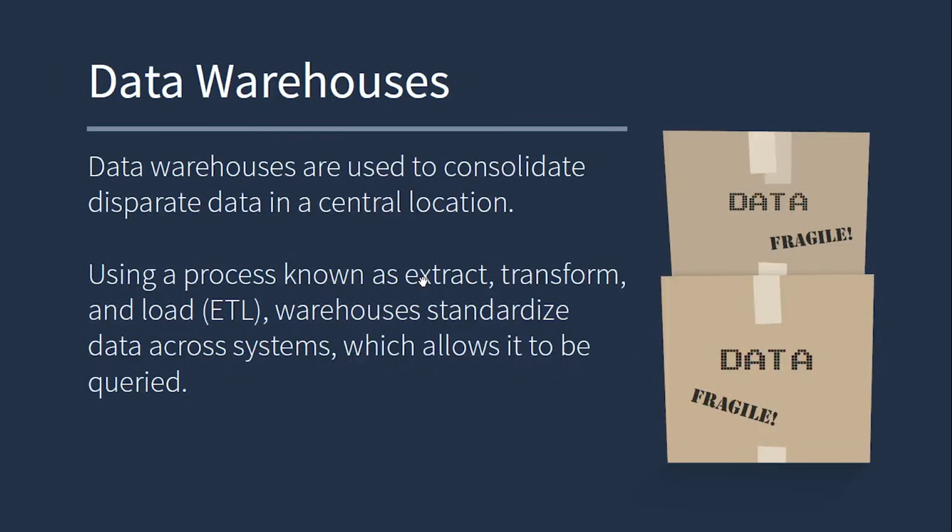One of the main ways that companies do this is data warehouses. Data warehouses are used to consolidate disparate data into a central location. Using a process known as extract, transform, and load, ETL, data warehouses standardize data across those different systems that I just mentioned. They pull it all into one place, and then you can query it, you can ask questions, and you can get those results pretty quickly.